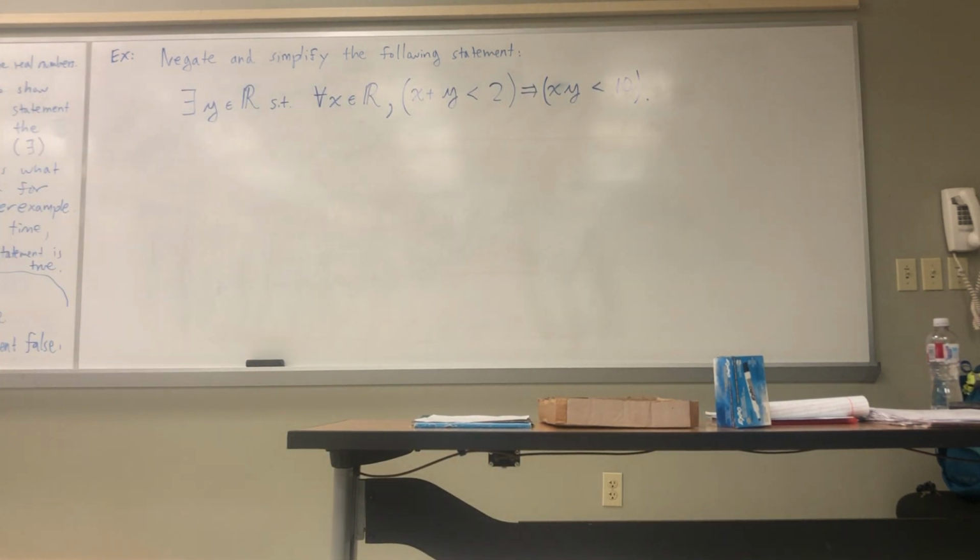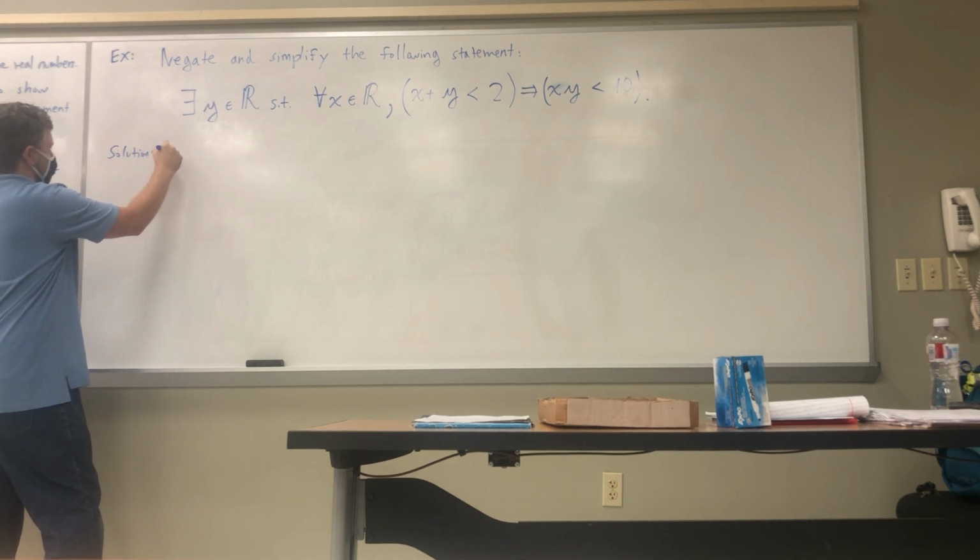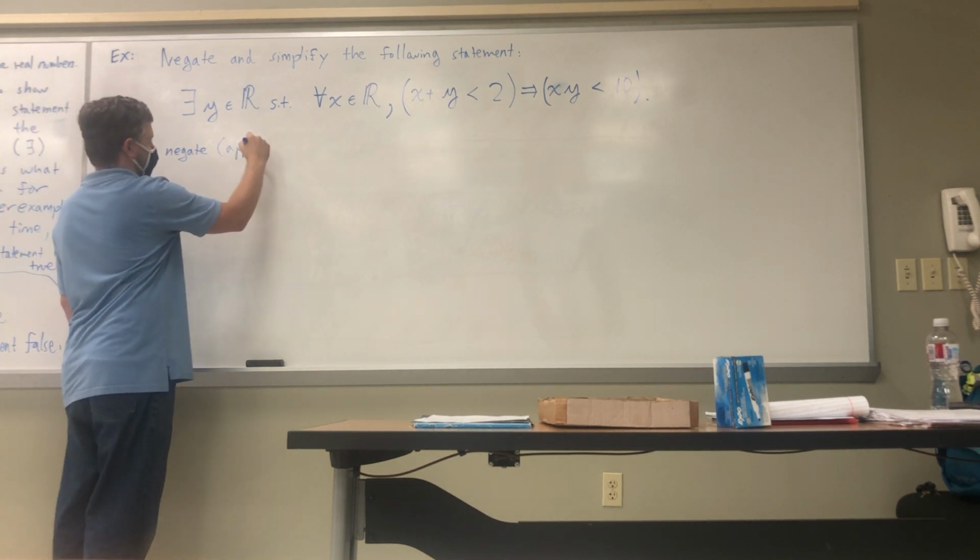Okay, so this should let you know you can mix them up. There can be there exists and for all in the same statement. But now just to make it clear how you can use the rule to do this, we're going to negate it and simplify. So we're just going to apply not to the whole thing.